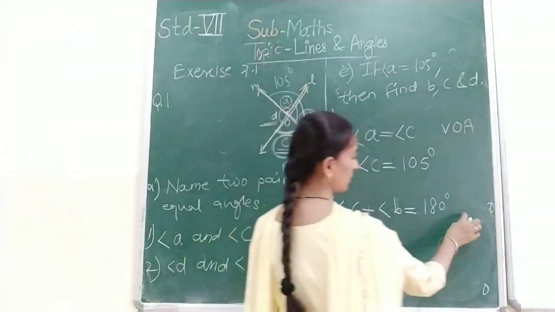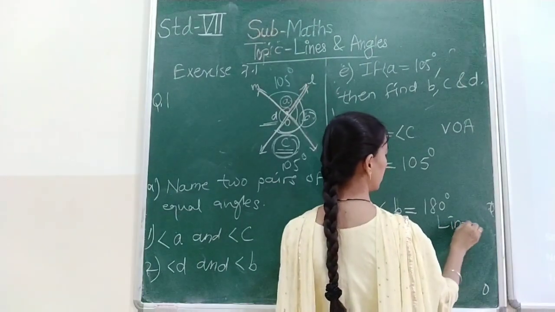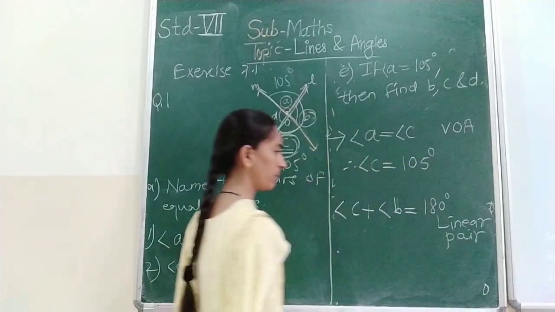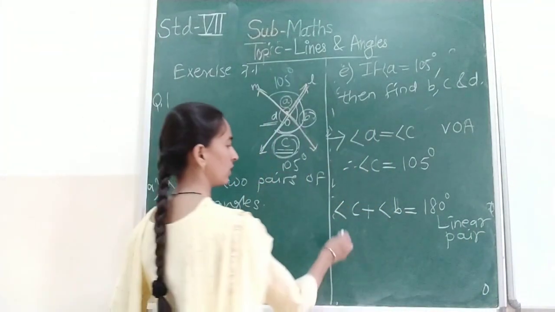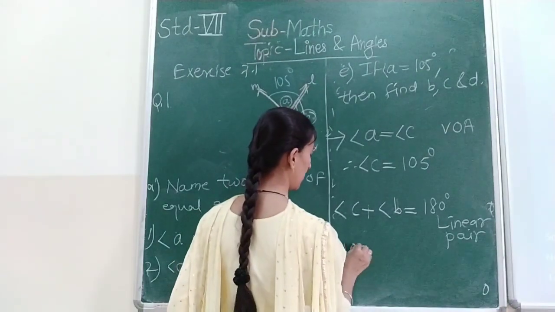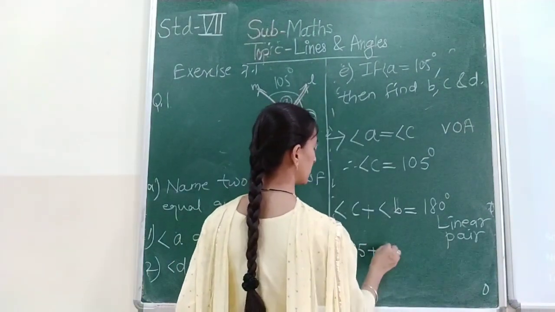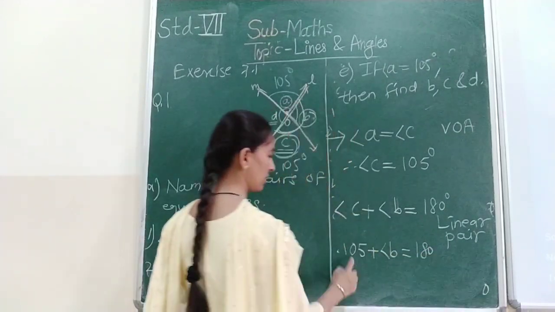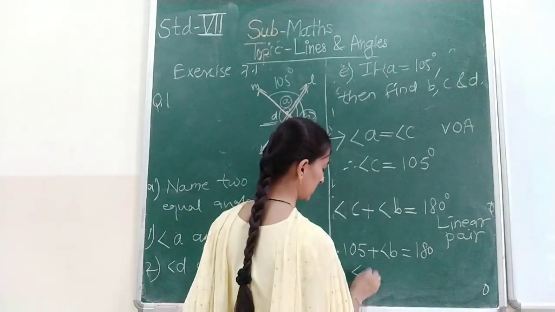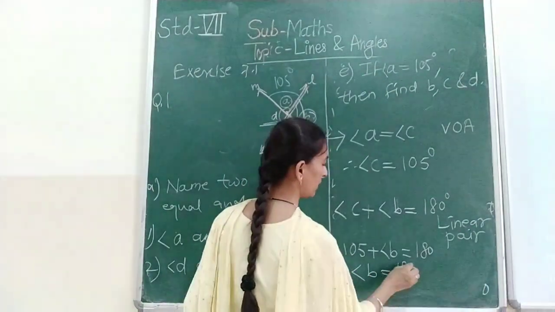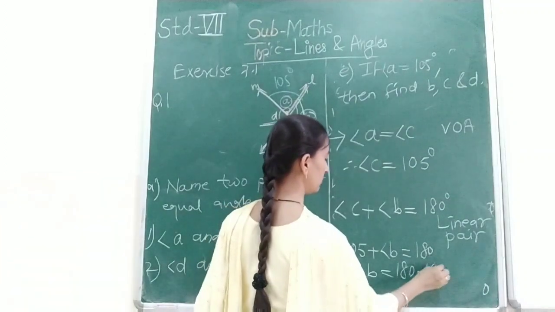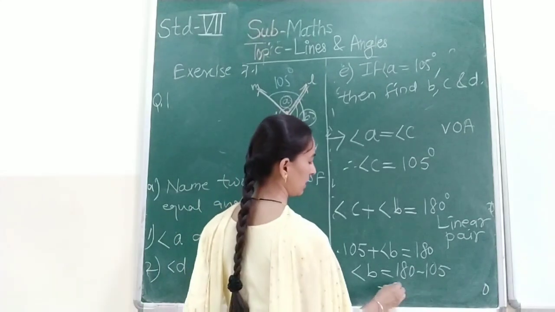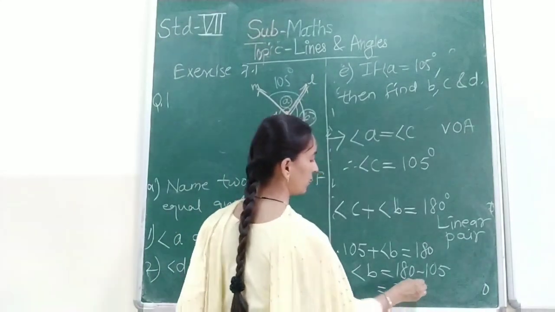Why? Write the reason here. Because they are a linear pair. Now put the value of C. What is the value of C? It is 105, plus angle B as it is, equals 180 degrees. Now take 105 to the right side. 180 minus 105, what will be the answer? So angle B will be 75 degrees.